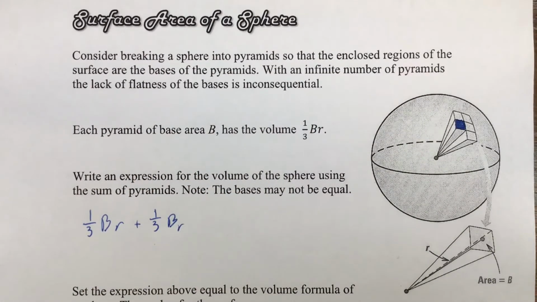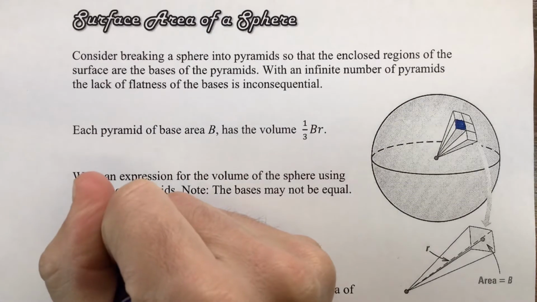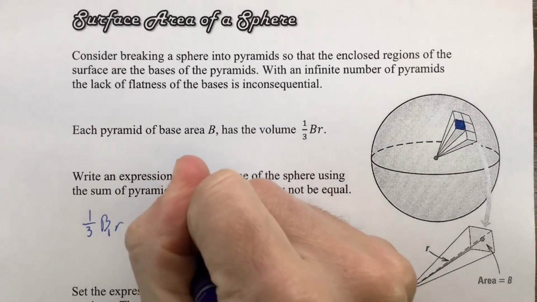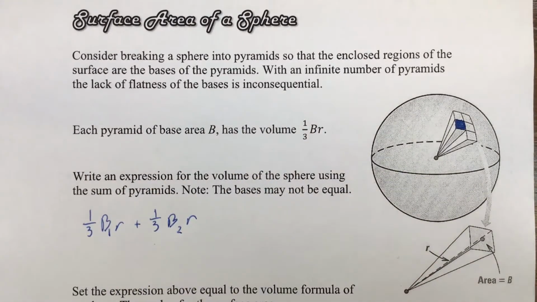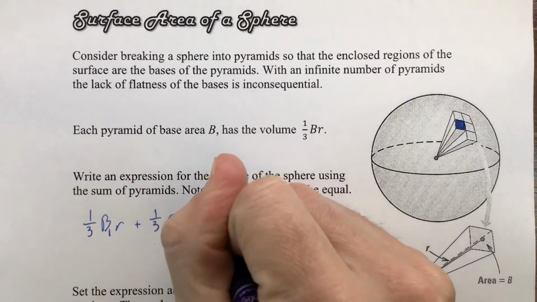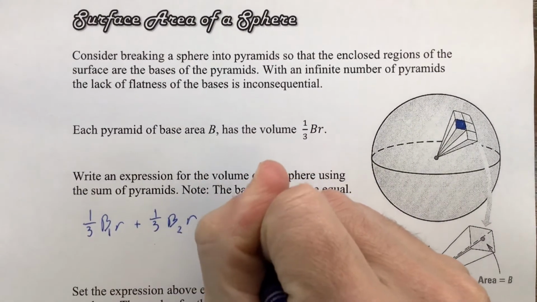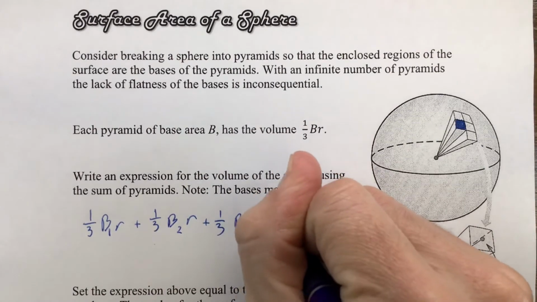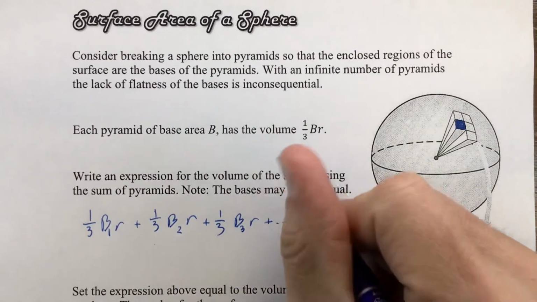However, the bases of the pyramids might not actually be congruent to each other. Okay, they might have different areas. So what we're going to do is add in some subscripts. We're going to call this B1. Let's move that over a sec. Call that B2. And then for our third pyramid, we'll call it B3. Okay, so just to clarify that, these are not all exactly the same thing. They can be different.